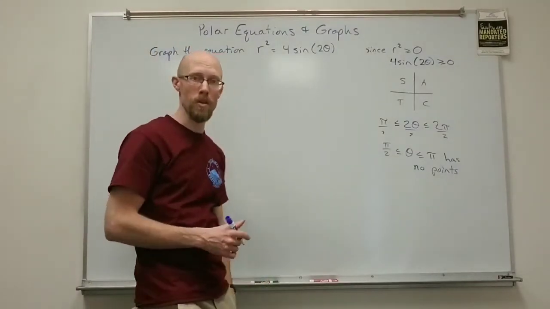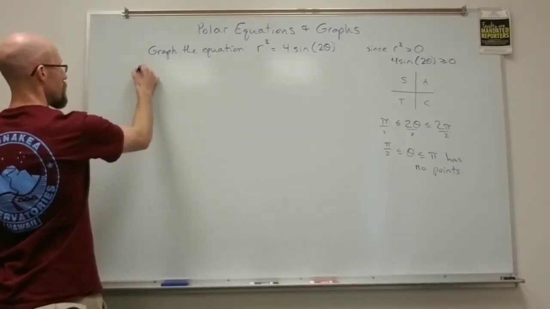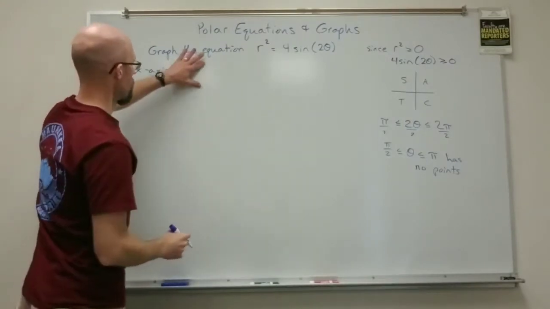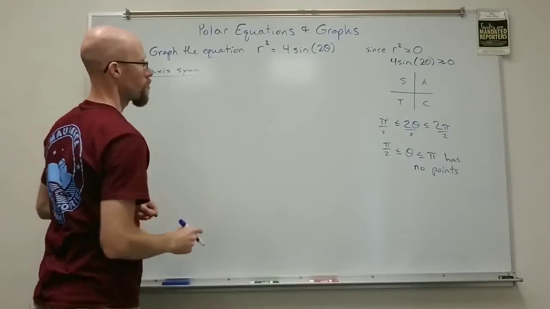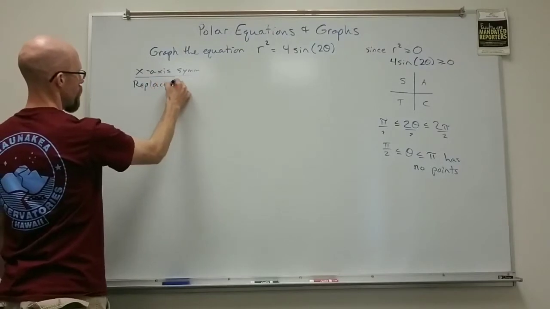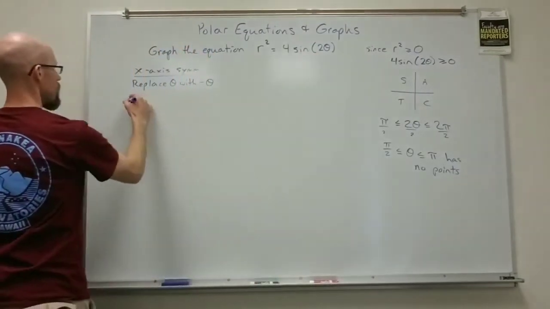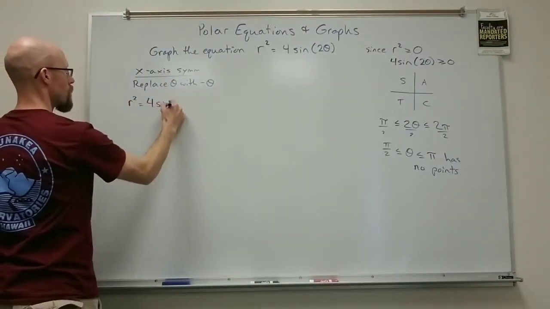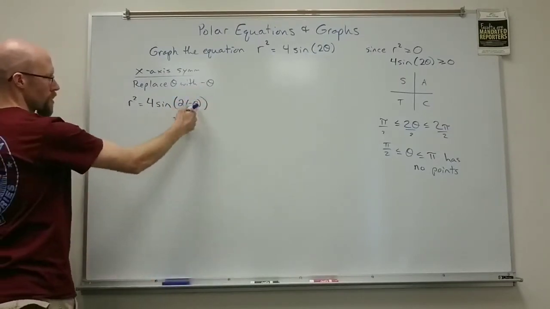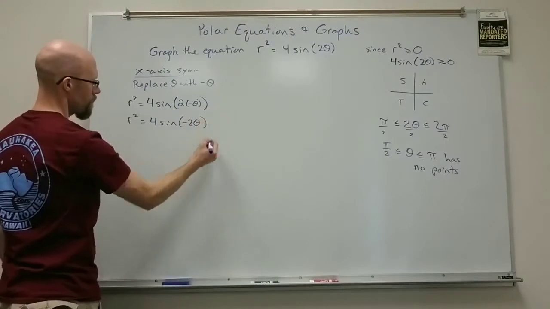Also, let's test for symmetry real quick. Let's see if there's any symmetry to this graph. For x-axis symmetry, I need to replace theta with negative theta in the original equation. So I take r squared equals 4 times the sine of 2 times negative theta. Of course, that's just negative 2 theta. R squared equals 4 sine of negative 2 theta.